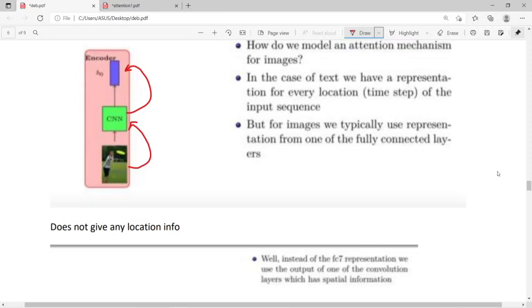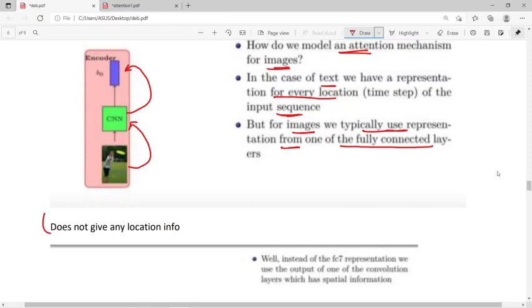That's the normal procedure. But in an attention network, we are not trying to feed all of the image. We are trying to feed the important parts of the image. So how do we model an attention mechanism for images? In the case of text, we have a representation for every location of the input sequence, but for images, we typically use a representation from one of the fully connected layers.